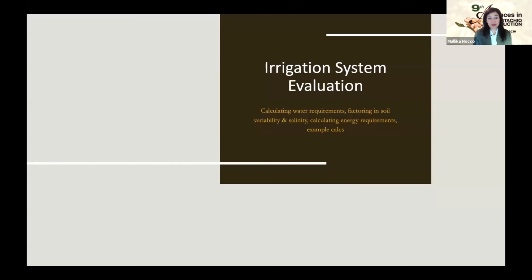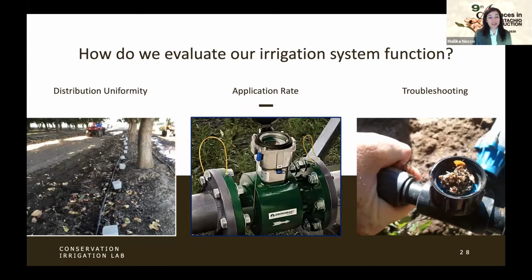All right, so system evaluation. You're going to want to be evaluating your system and thinking about how well is it working? How well is it doing what it's supposed to do in order to keep that efficiency high? There are a few different ways that we can evaluate our irrigation system function. We come back to distribution uniformity here. And then you also want to be evaluating that application rate. And a big part of evaluation is troubleshooting and figuring out what might be going wrong.